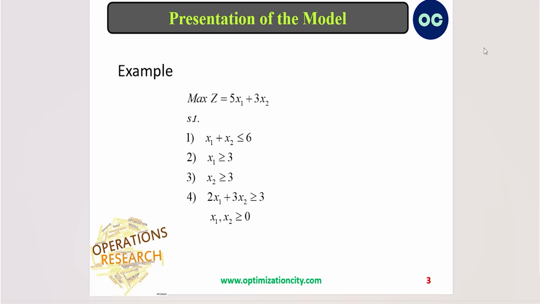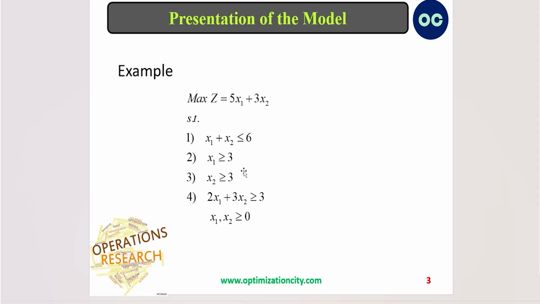We are going to maximize 5x1 plus 3x2 subject to x1 plus x2 is less than 60, x1 is greater than 3, x2 is greater than 3, 2x1 plus 3x2 is greater than 3, and we have the non-negative constraint for x1 and x2.